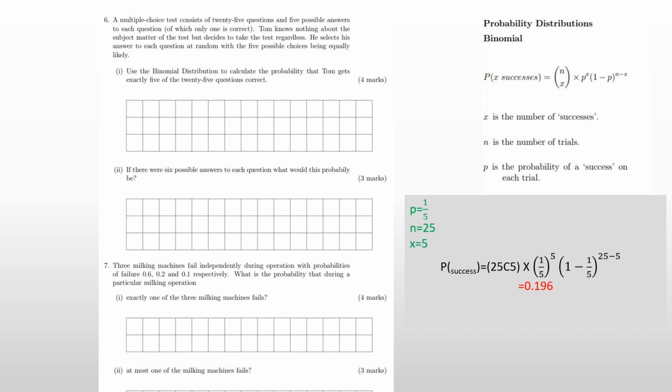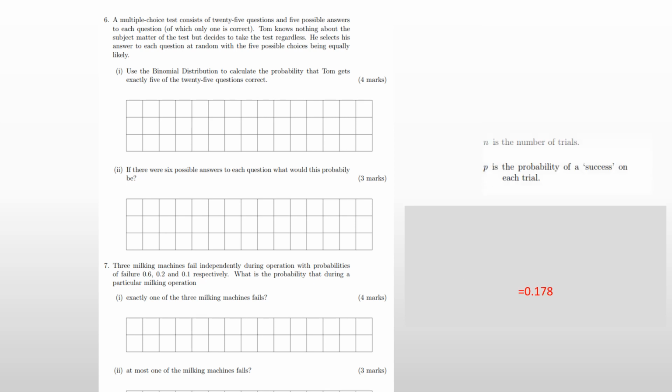If they said at most 5, then you have to find the probability of 5, 4, 3, 2, 1, 0 and add them up. But they said exactly 5, so just 5, and we only have to do one probability. If they said something like 5 or 4, then we do 5 and then we do 4, and we add those probabilities. But in this case it's exactly 5, so we don't have to do that. So we put it in the formula to get 0.196.